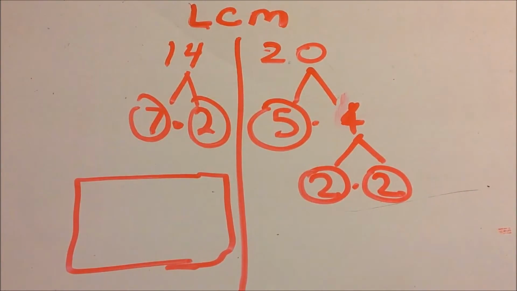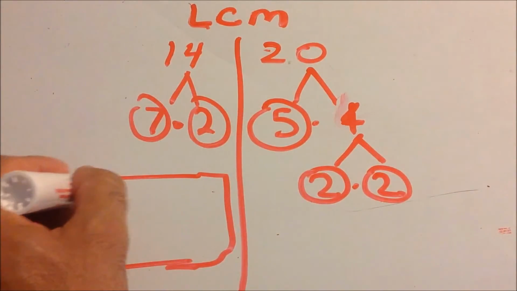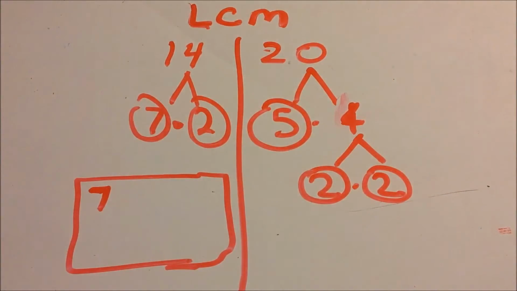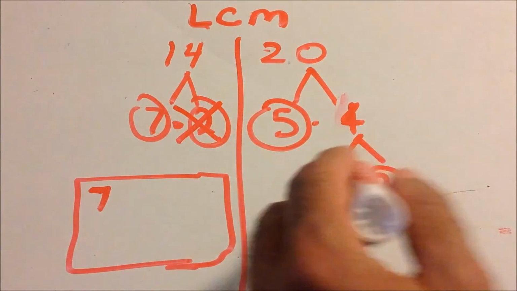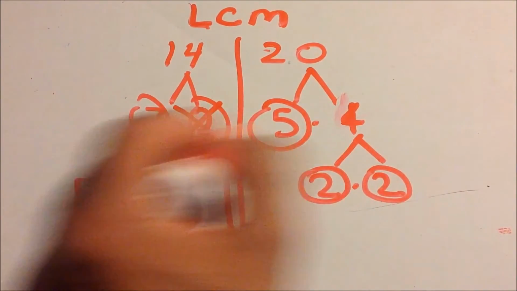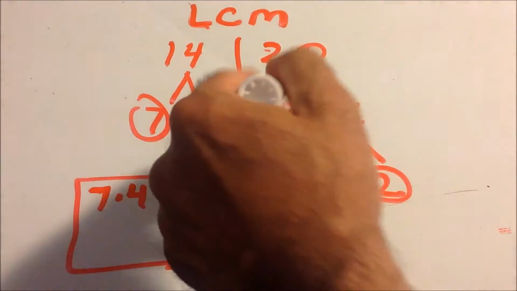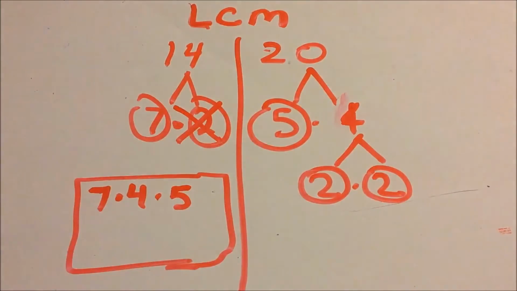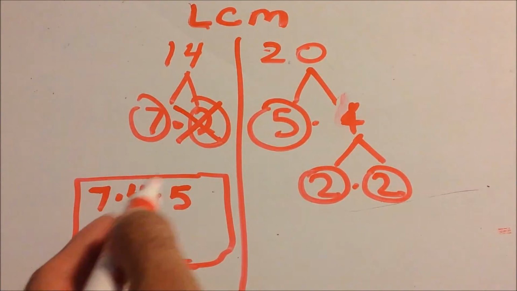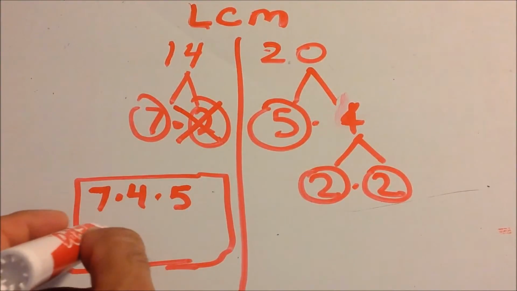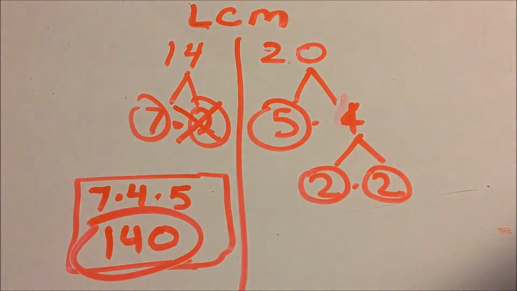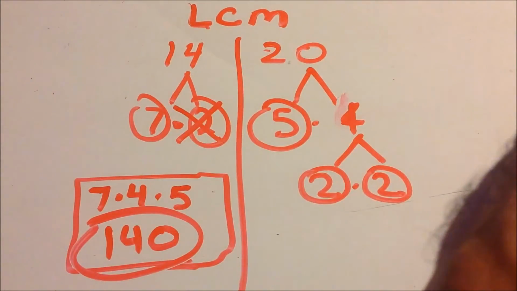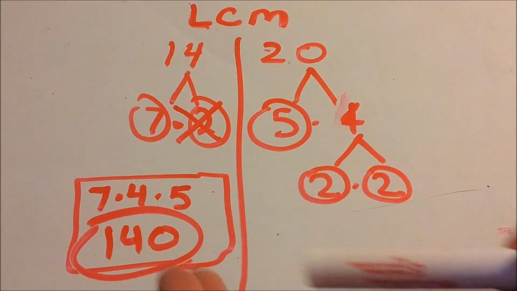Now, who has the most of each factor? Who has the most 7s? Well, only 14 has a 7, so we'll keep that 7. Who has the most 2s? 20 does. We don't want that 2. So 2 times 2 is 4. And who has the most 5s? 20. There's only one 5. Okay, and just multiply 7 times 4 times 5, and you'll get 140. That's the LCM, 140. So if you took 14 and 20, and you wanted to find a common multiple, you have to go all the way to 140.